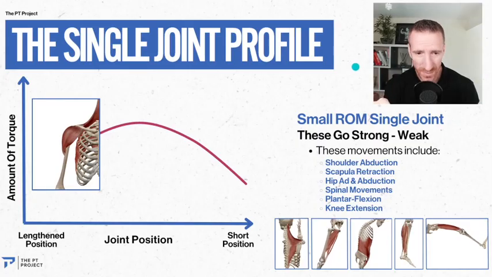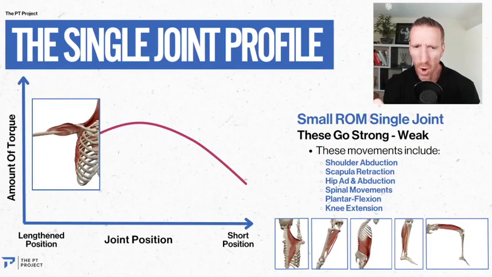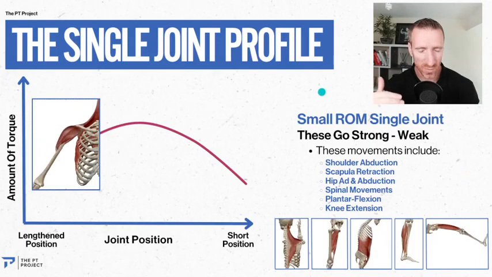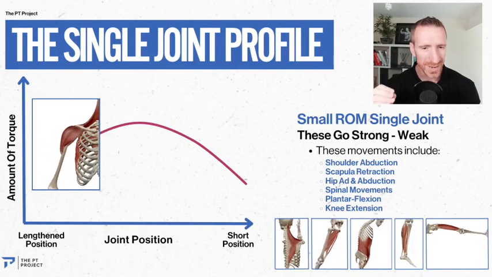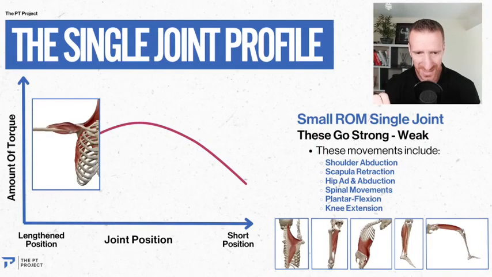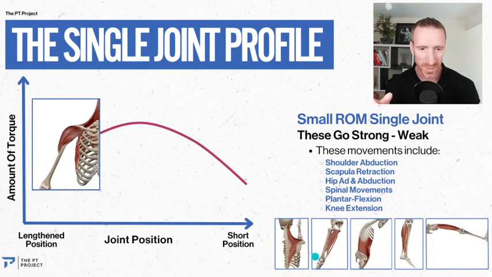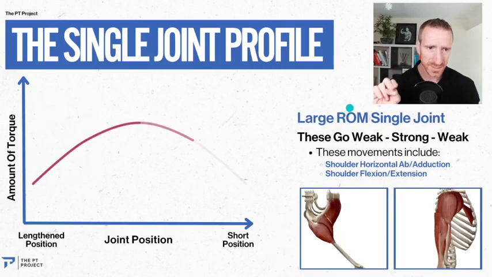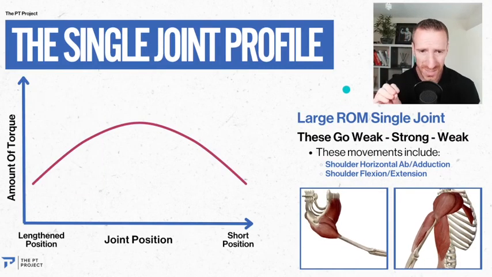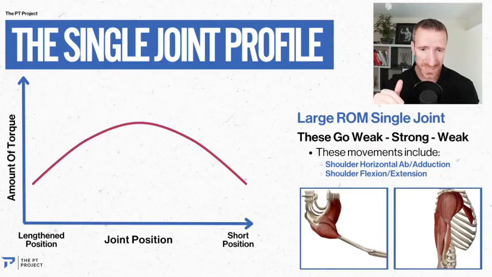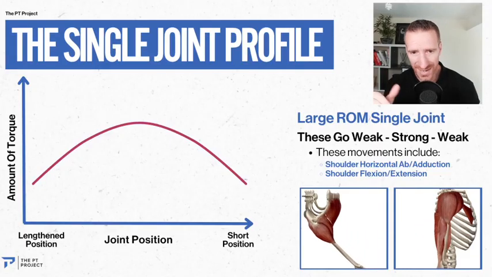And these small range of movement profiles, as we can see there, are more common than we think. Straight away, we always previously think that everything goes from a position of weak, strong, weak. But when it comes to practical application from a joint motion perspective, we actually do have more bias towards a strong to weak position. The second single joint motion I mentioned was a single joint with a large range of motion, where in these we do go from a position of weak to strong to weak as we go through the movement.